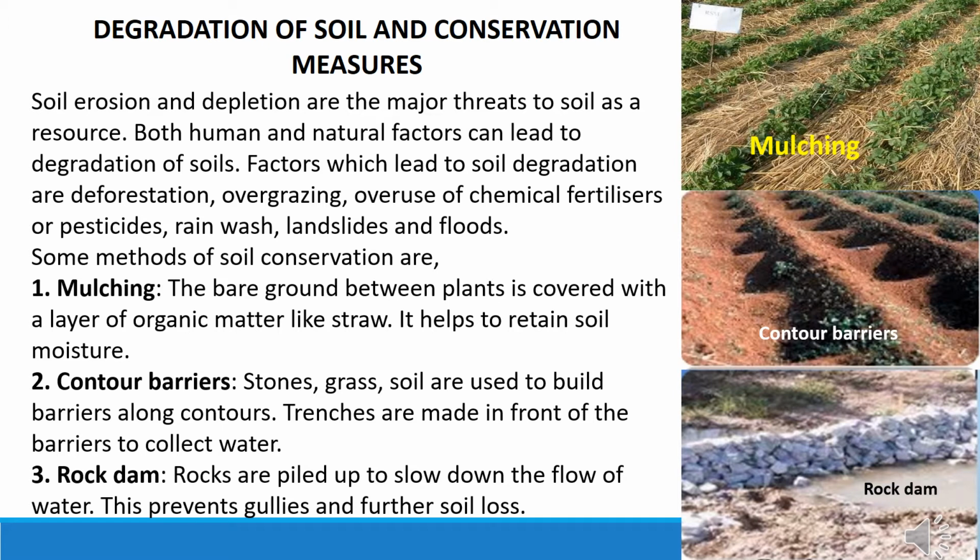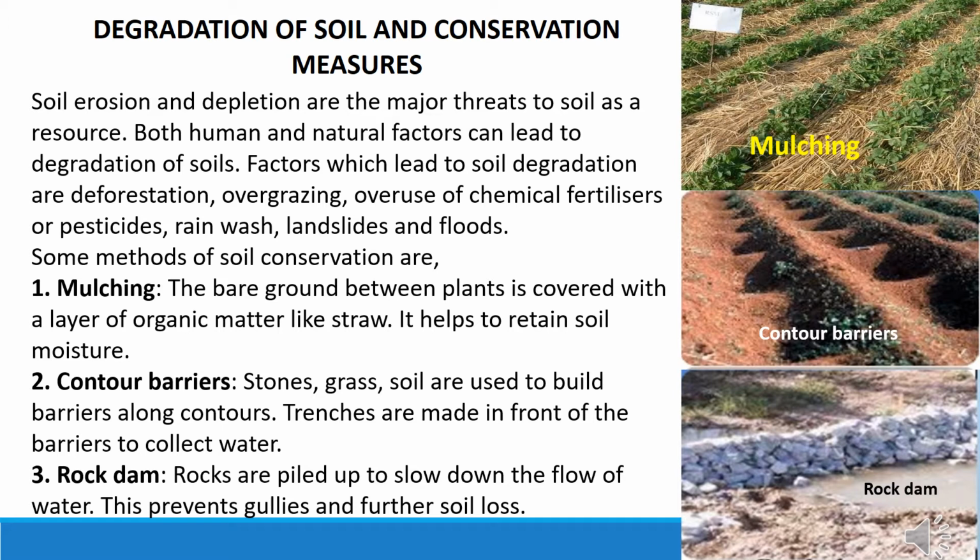Both human and natural factors may lead to this soil erosion and degradation of the soil. Factors like deforestation, overgrazing, overuse of chemical fertilizers or pesticides, and the heavy downpour of rain, landslides and floods can occur. So these are all the factors which lead to soil degradation.